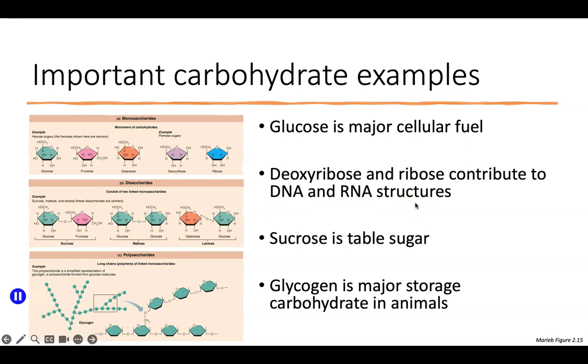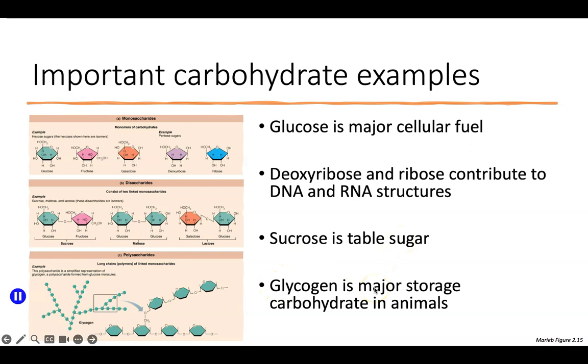So you'll see that nucleic acids also contribute to these structures, but those DNA and RNA molecules also rely on these two carbohydrates. So deoxyribose goes with DNA, that's what the D stands for. And RNA is ribose, so R in RNA stands for ribose. Sucrose is another important one, so sucrose is table sugar.